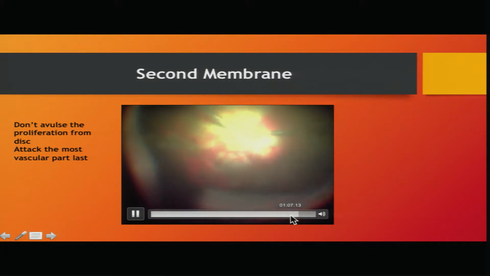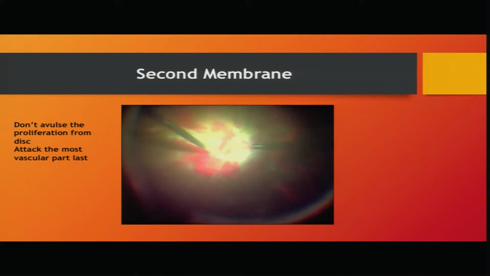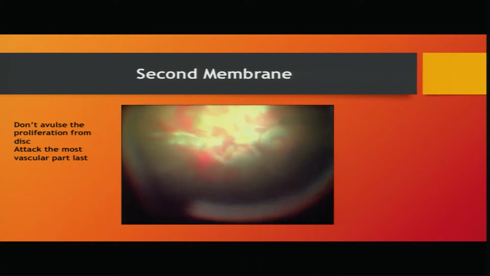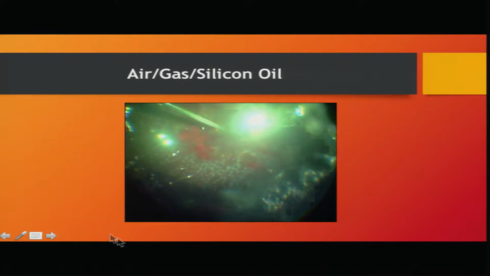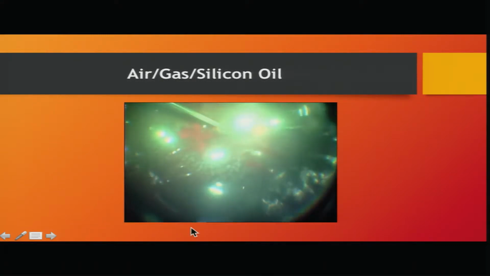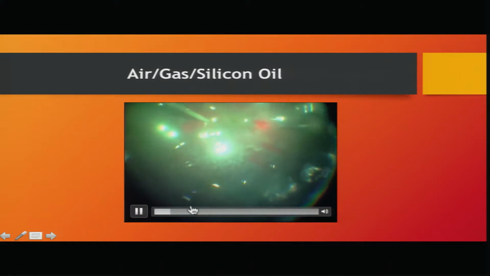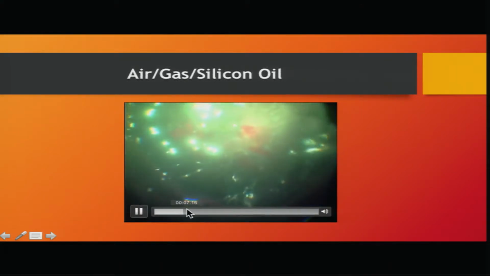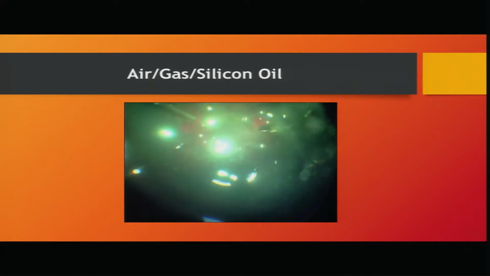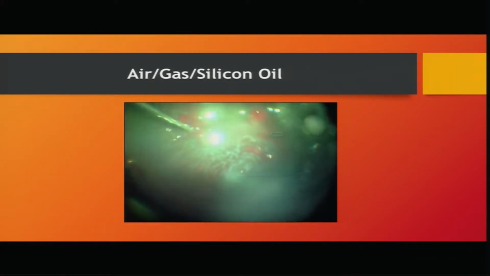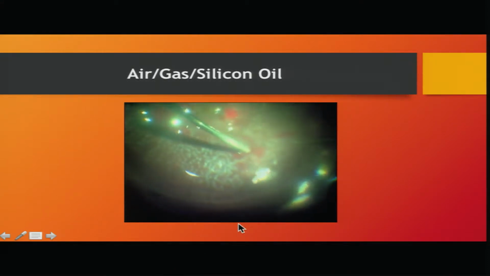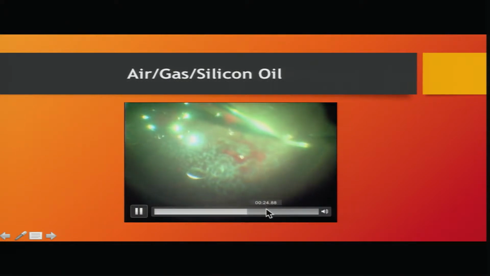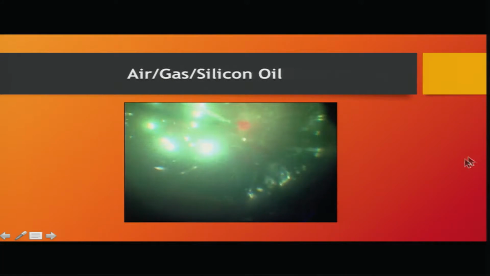You should not avulse the proliferation from the disc, which may start oozing, and it will be difficult to stop the bleeding. The basic principle is that you attack the most vascular part at the last. And finally, air or gas or silicone oil according to your judgment. If you have not made any iatrogenic break, you can very well do away with air or gas in these cases. Good hemostasis, pick up most of the bleeding points, good hemostasis, good laser all around.